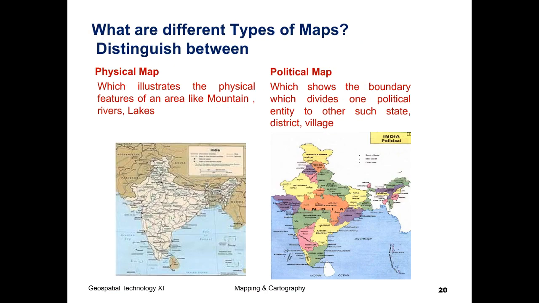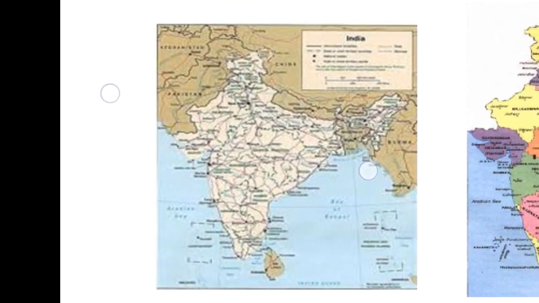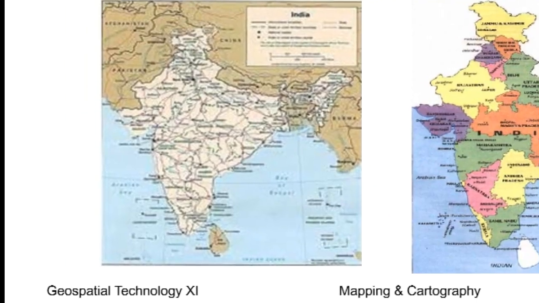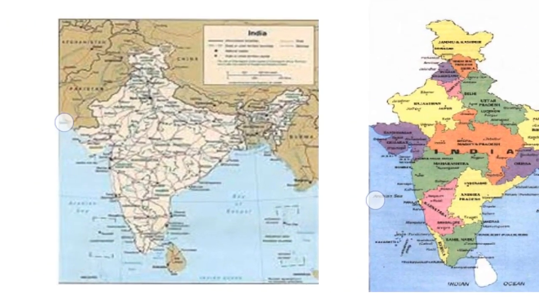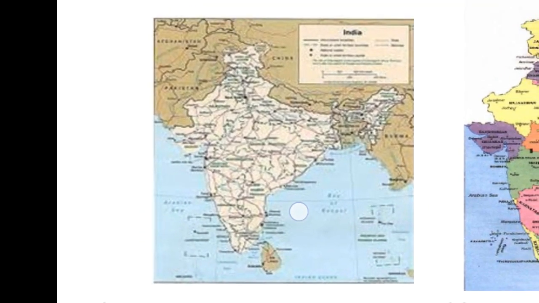Now let me distinguish between the physical and political map. If you see, a physical map just takes the physical features into account. Just like here you have a map shown, and what do you find? It is showing the physical boundaries of the country.